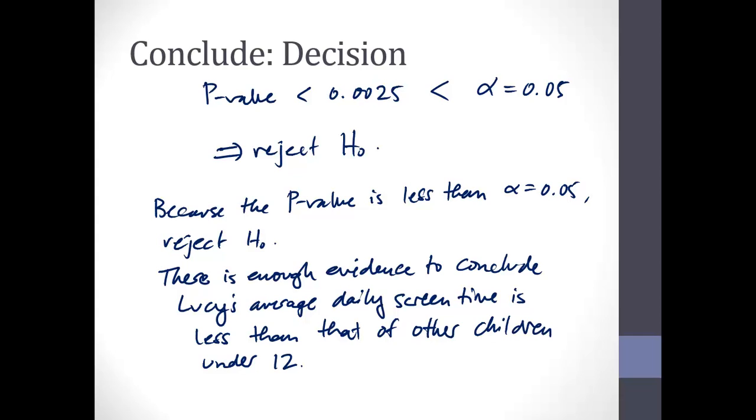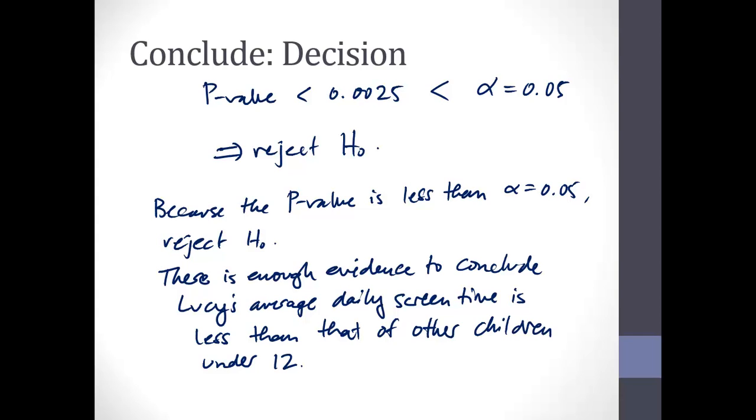So again, what we said is there's enough evidence to conclude that Lucy's average daily screen time is less than that of other children under 12. So we've rejected the null hypothesis. So what the alternative hypothesis says then is that it is less than 6.1. So again, the interpretation has not changed at all. How we make our decision to reject or fail to reject is the same. It's just calculating the test statistic and finding the p-value that are the differences here.